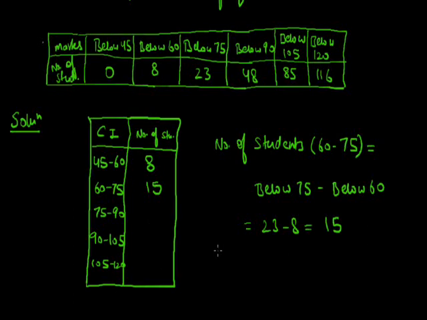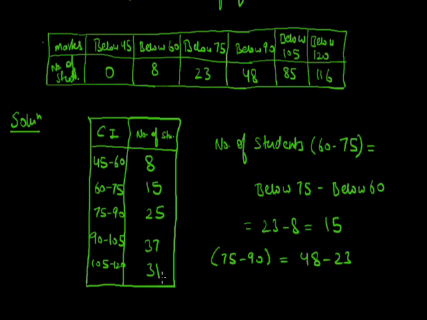So again, if we need to find between 75 to 90, what we need to do? We need to do 48 minus 23, that is 25. Then in this case, between 90 to 105, what we need to do? We need to subtract 85 minus 48. So accordingly we will get 37. And to find the number of students between 105 to 120, what we need to do? We need to subtract the students below 120 and below 105. So accordingly we will get the number of students between 105 to 120, that is 31.